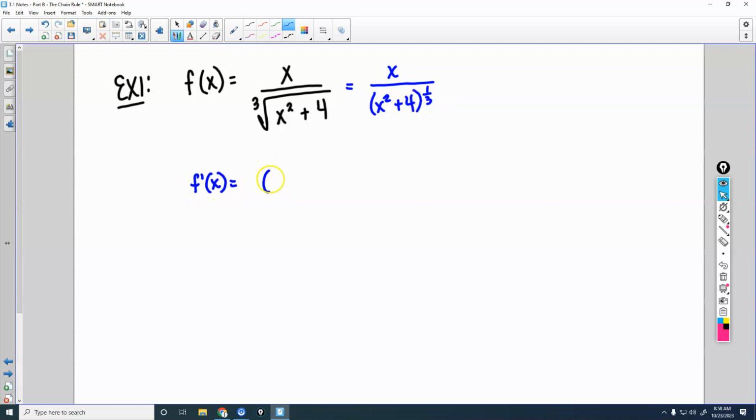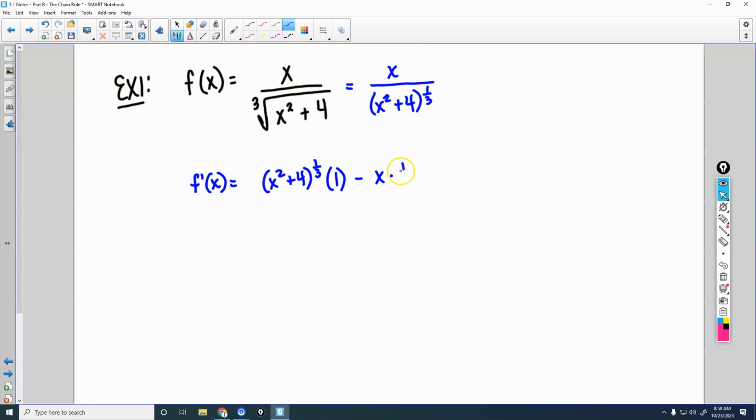So if we want to use quotient rule for this, when we take the derivative of this, we'll have low, which is x squared plus 4 to the 1/3 power, times the derivative of the high, which is 1, minus high, which is just the x, times the derivative of the low. This is where you've got the most complicated part of this. You have to use chain rule here.